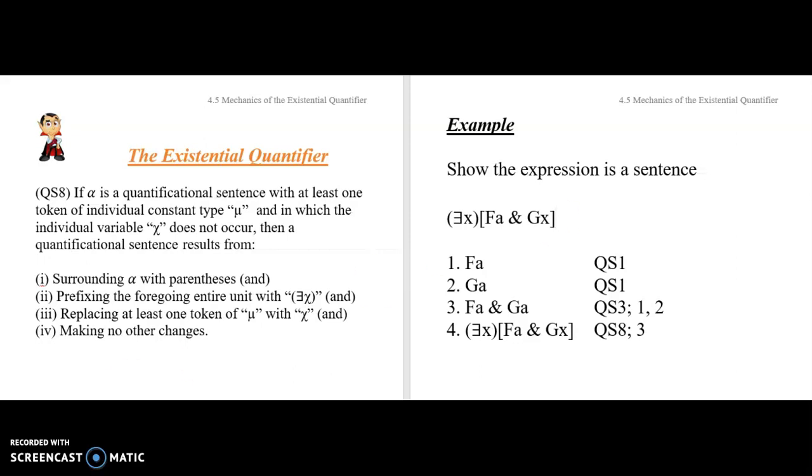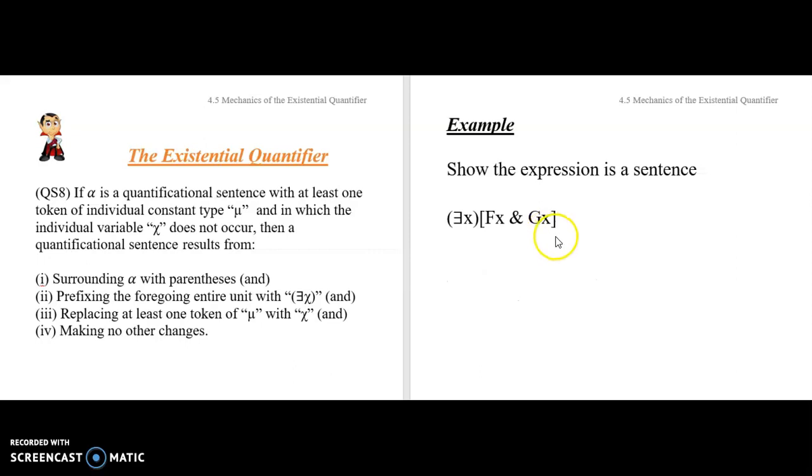Let's take a look at one more to drive that point home. Show that this expression is in fact a sentence. Pause now.